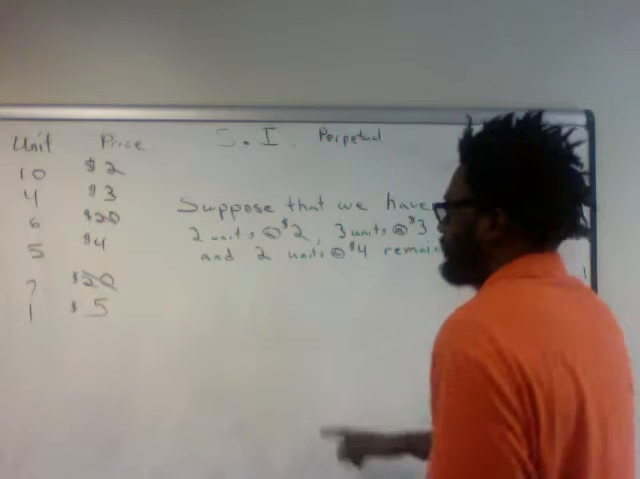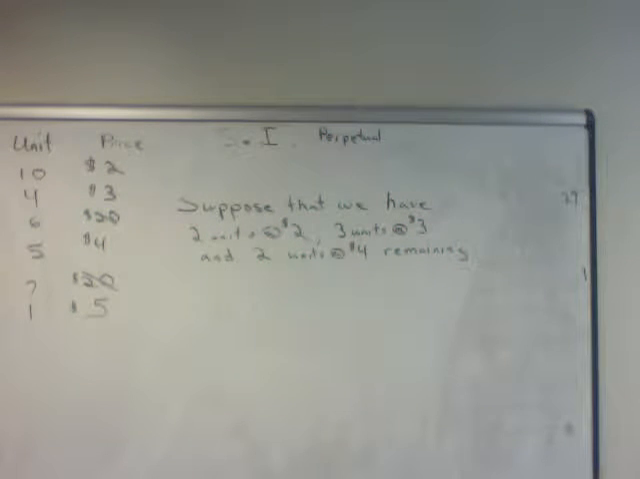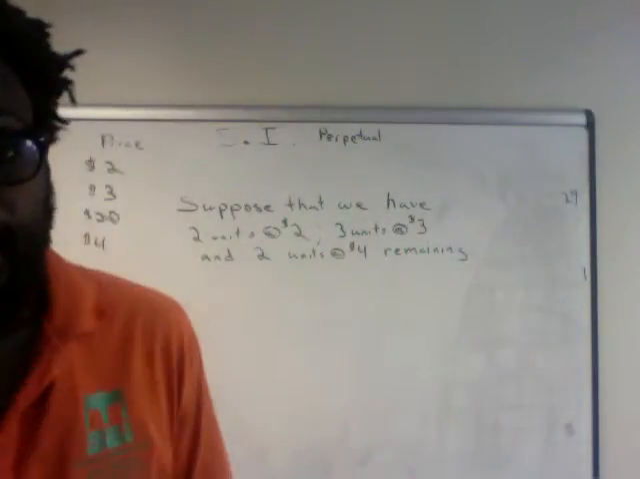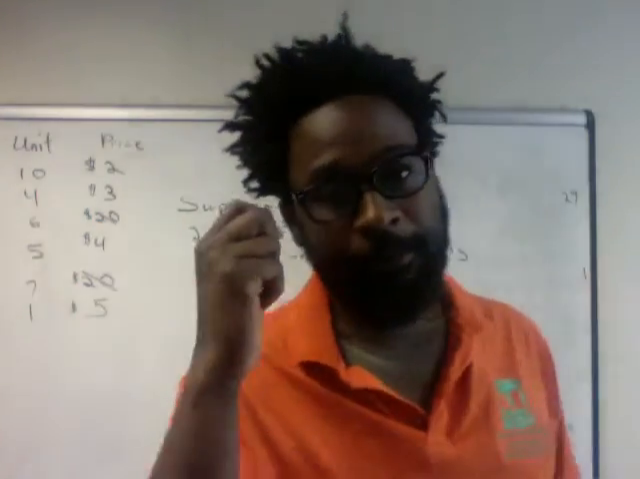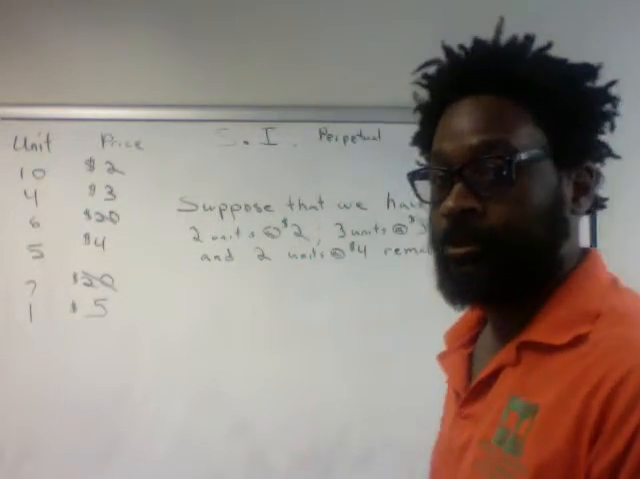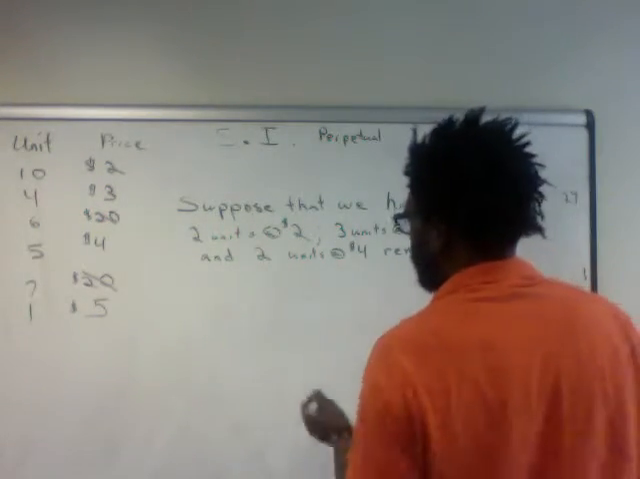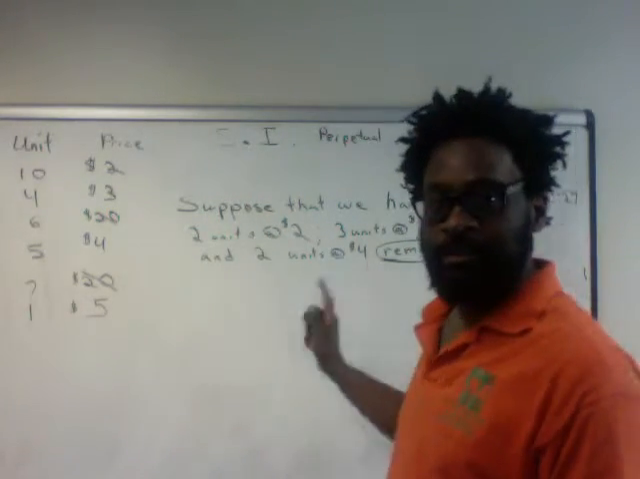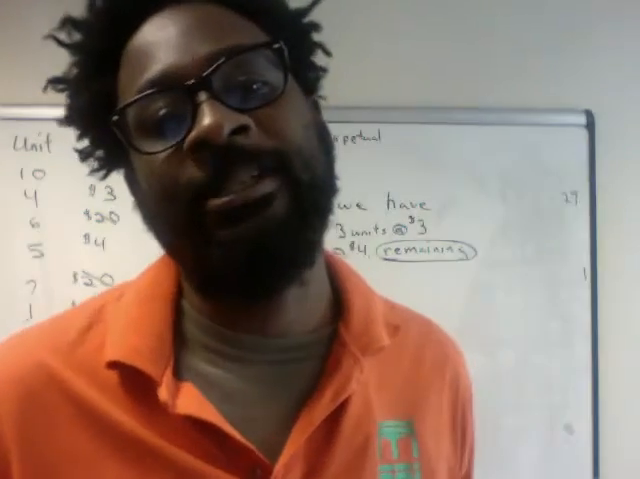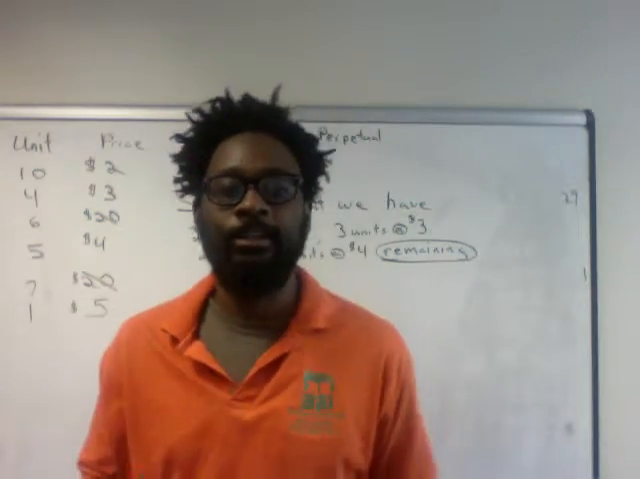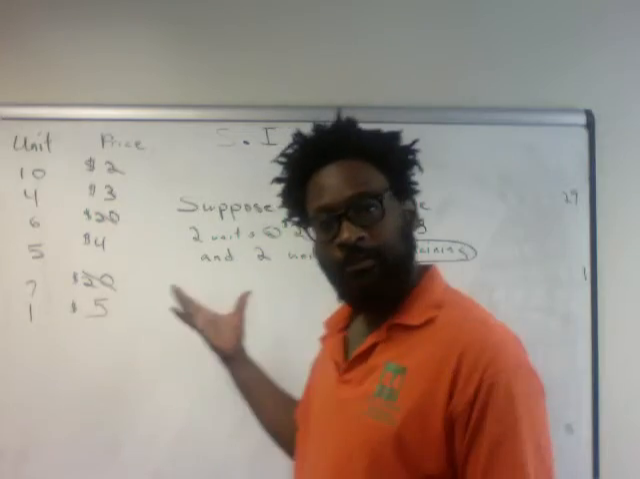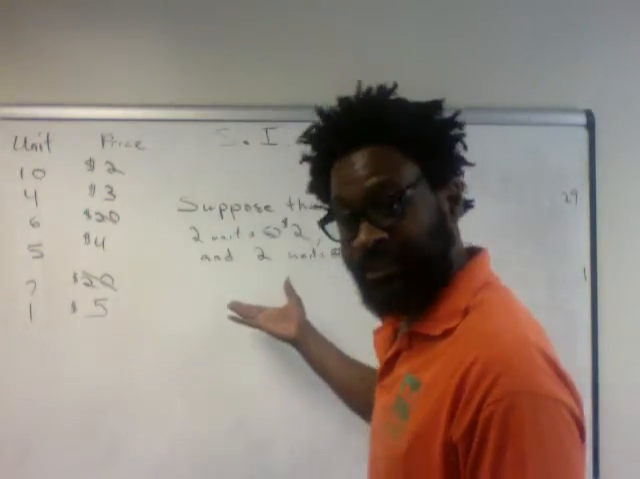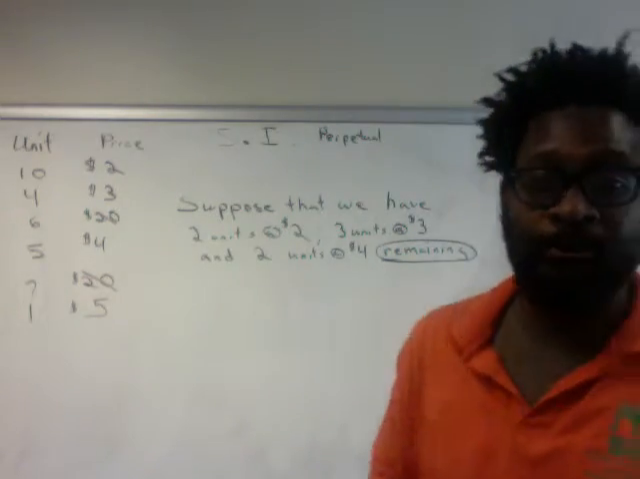Suppose that we have 2 units at $2, 3 units at $3, and 2 units at $4 remaining. And as always, you always keep a close eye on the keywords. Obviously, there's only really one keyword out of here, and it's remaining. This word is going to dictate what type of information I've given you. As I said before, I could either give you ending inventory information at the cost, or I could give you cost of goods sold information at the cost. It doesn't matter. I could choose whatever one.